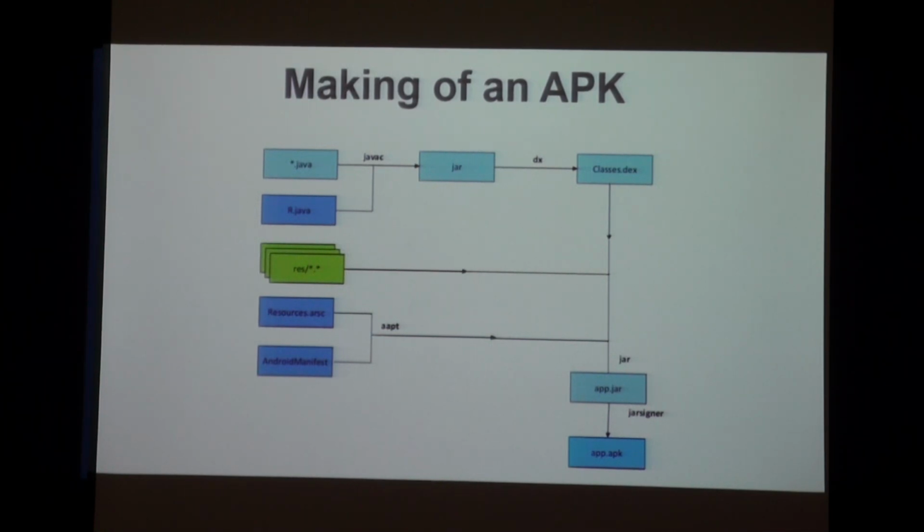And then you have the resources, which won't be compiled, and will be put as they are. And last, you have the Android asset packaging tool, which will compile the resources, and the AndroidManifest.xml, where you define all the permissions and activities. And finally, you will get the app.apk. Finally, the APK will be signed.